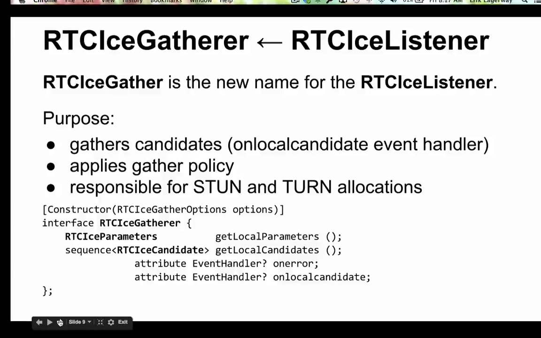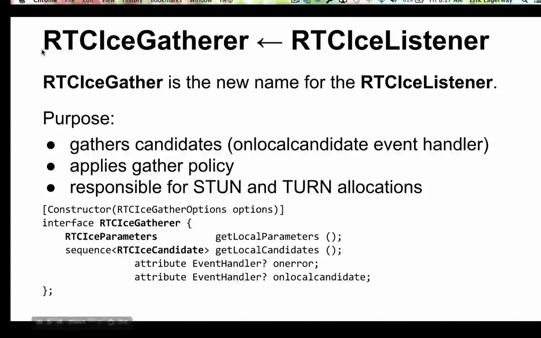Okay, so I can talk about this one. There's been a rename of the RTC IceListener, which we really never had a good name for. I think it was Peter who proposed calling it the RTC IceGatherer. It's a rename of what already existed, and it just makes more sense, since the idea behind this thing is to gather all the ICE candidates. It's much more a clarification than a real change in functionality. The idea is that the object gathers the candidates, applies your gathering policy, and is responsible for your local STUN and TURN allocations. And so that's why the on-local candidate is put into this object.